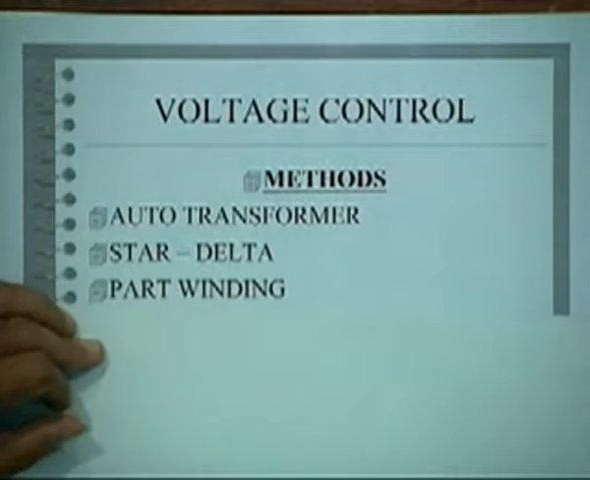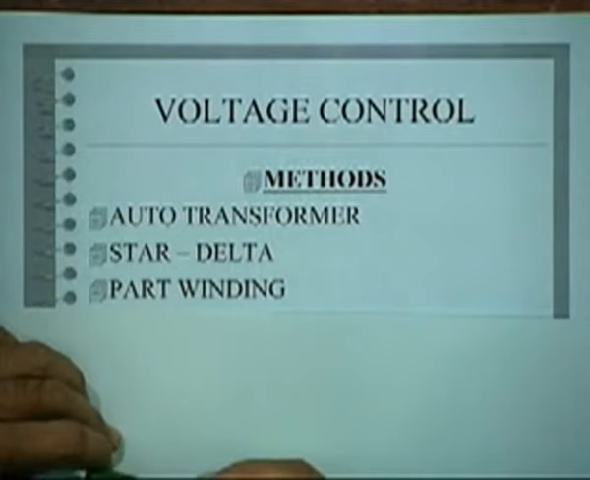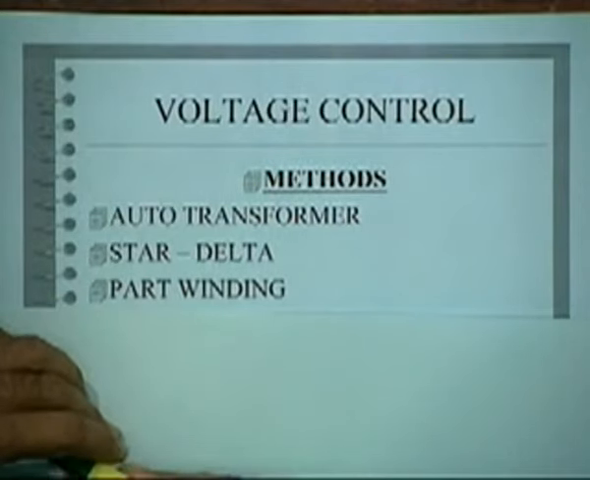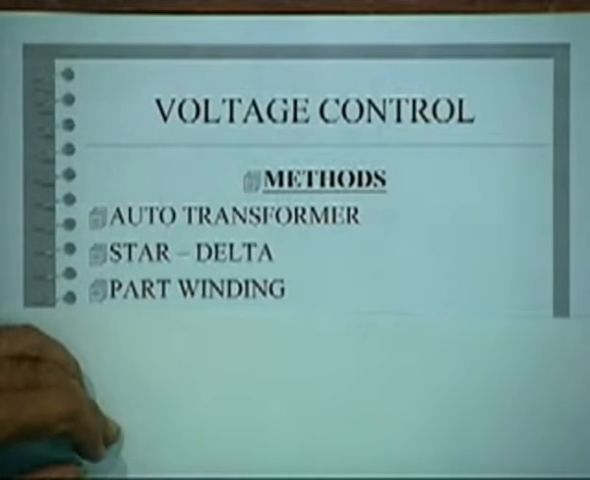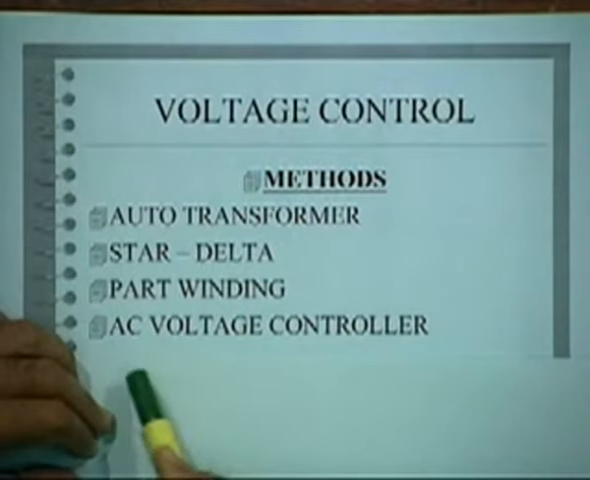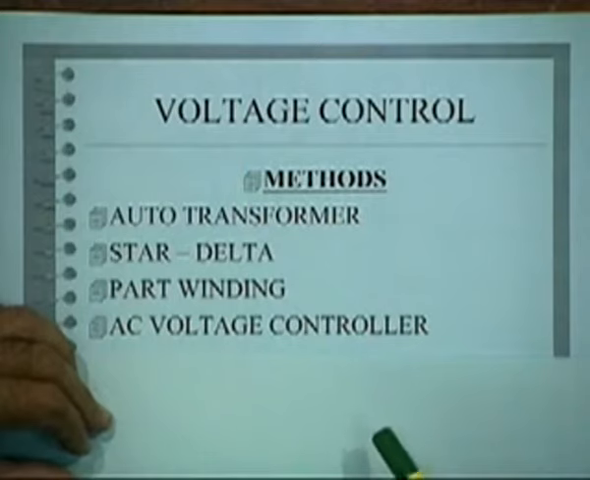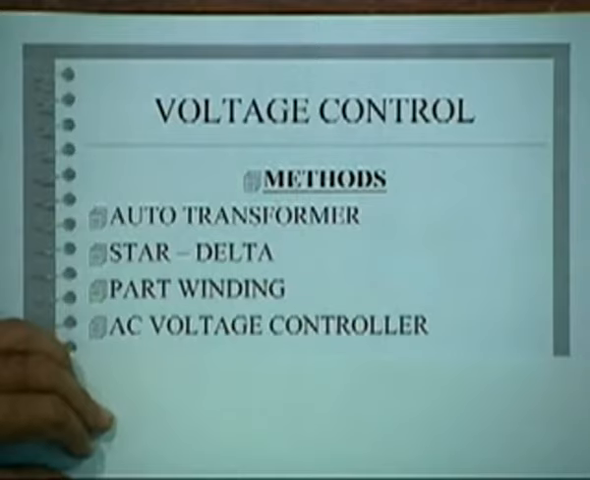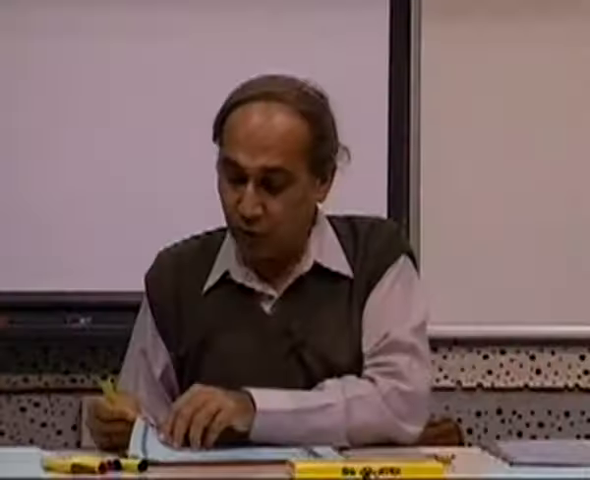Or you can use a part winding. That means part of the winding can be used so that the voltage across the motor would be different. So you can have that arrangement. Then lastly, the AC voltage controller, and that is electronic control, where you have thyristors back to back in each phase, so that the voltage across the motor gets changed. So these are the four methods which are used for voltage control.